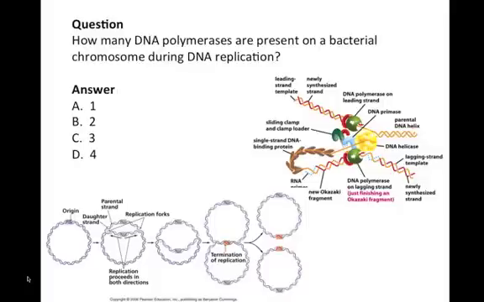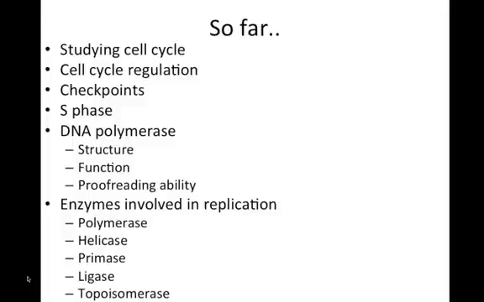Okay, let's move on. So far we've been studying the cell cycle. We studied cell cycle regulation, the cyclins, the CDKs, the CKIs, the kinases, the phosphatases, all that stuff that regulates whether or not you're going to go forward into S phase or M phase or whatever. We talked about checkpoints briefly, right? Because you don't want to move into S phase if everything's all messed up.